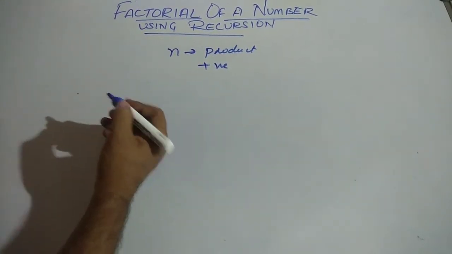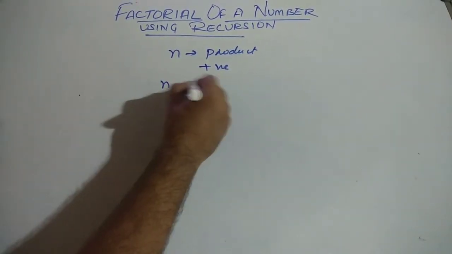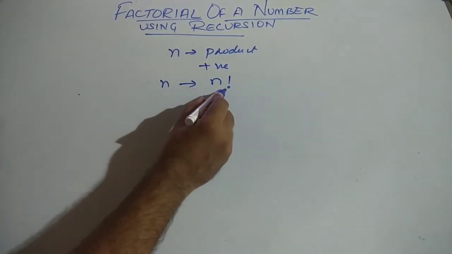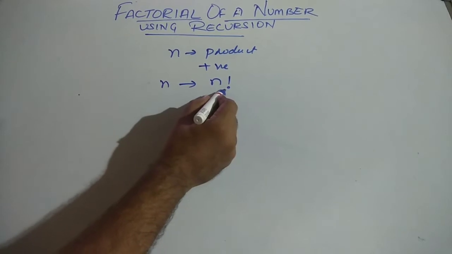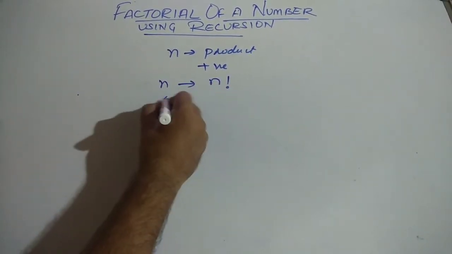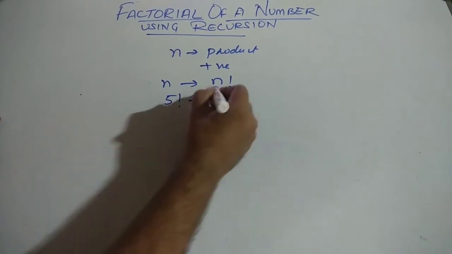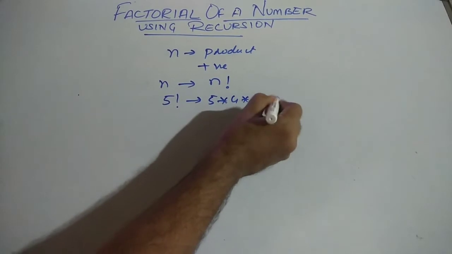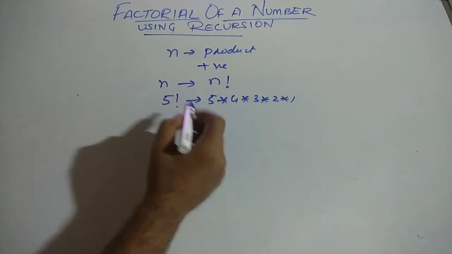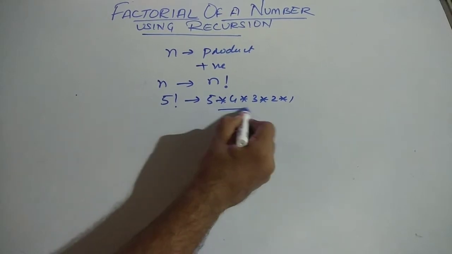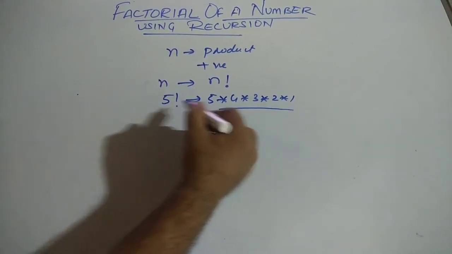For example, if I take n, what is the factorial of n? It is denoted by n factorial. This symbol, the exclamation mark, indicates the factorial symbol. So when I say 5 factorial, it is 5 into 4 into 3 into 2 into 1. Means the factorial of n is the product of all the descending integers till n.